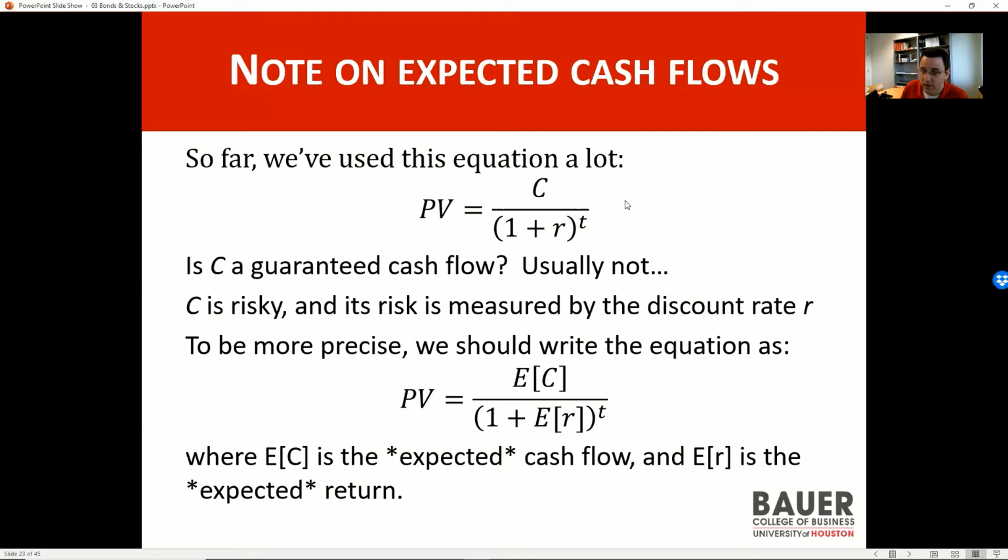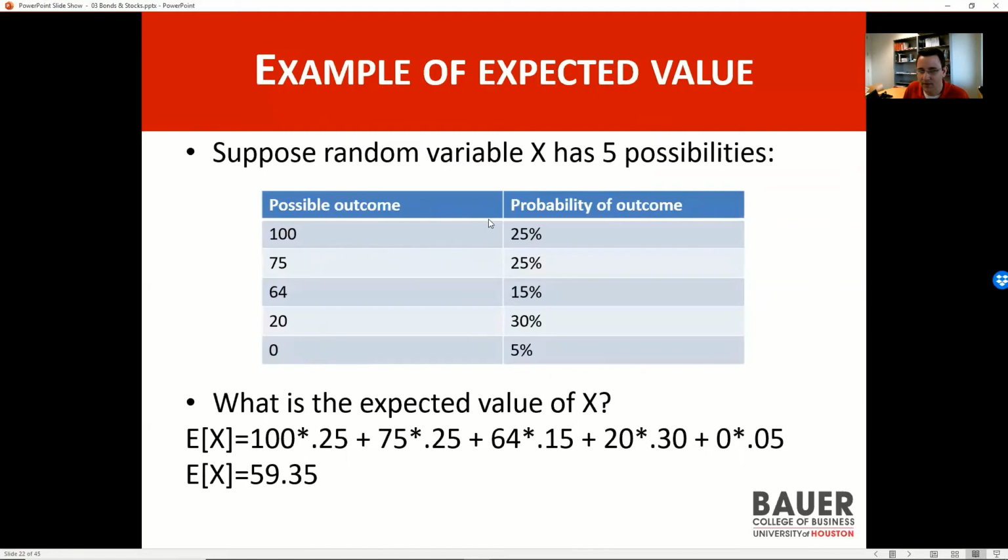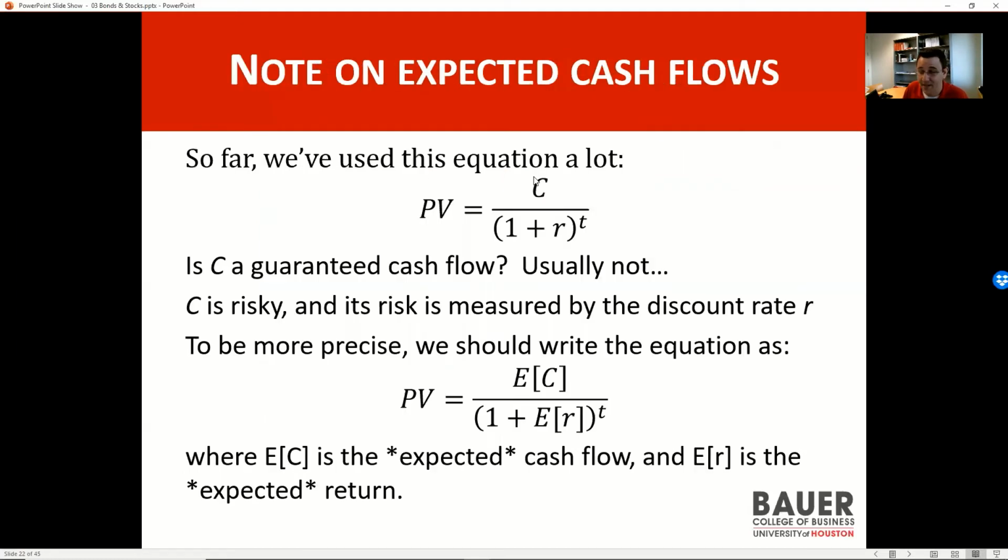Go back to our day 1 formula, the present value formula. The present value is equal to the cash flow divided by 1 plus r to the t. Now we said C is usually not guaranteed, right? So this is a random variable like X in our previous slide. X is random, we don't know what's going to happen. C is random too. That was kind of implicit when we put in this discount rate. We said there's some risk associated with C. We don't know what it's going to be. That's why we needed to discount it by some kind of risk-adjusted measure. So we know it's random.